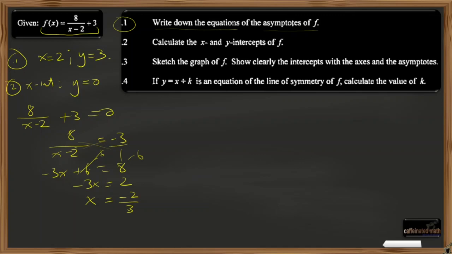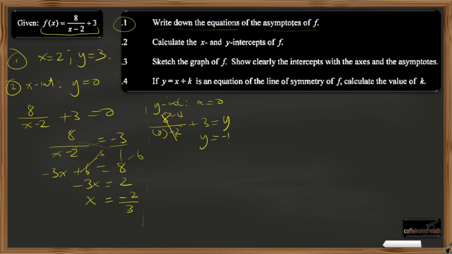Now for y-intercept, we need x to equal 0. So let's do that, and we'll have 8 over, well, what did we say? X is equal to 0. And then add 3, that is of course the y version. Well, that's just negative 4. Negative 4 plus 3 gives us negative 1. Therefore, y is equal to negative 1.